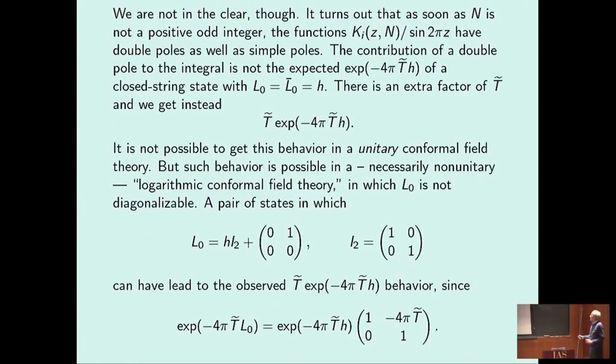But we're not in the clear, because it turns out that as soon as n is not a positive odd integer, the functions that come in have double poles as well as simple poles. And the contribution of a double pole is not this expected behavior of a closed string state. There's an extra factor of t tilde, and we get instead this behavior. It's not possible to get that behavior in a unitary conformal field theory, but you can get that behavior in a non-unitary logarithmic conformal field theory in which L0 is not diagonalizable. A pair of states where L0 looks like this, where I2 is the identity matrix, can lead to the observed behavior because of this little fact I wrote here, that the exponential of minus a constant times L0 has a matrix element with an extra factor of t tilde.